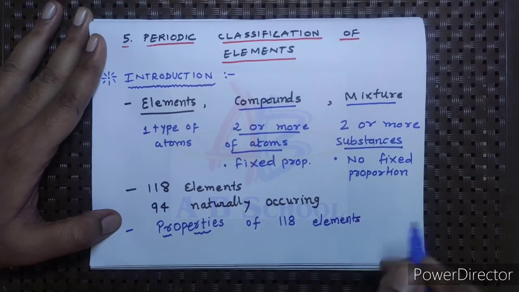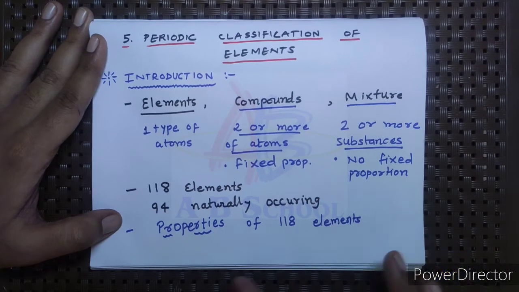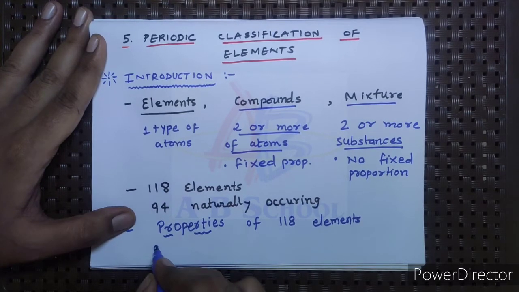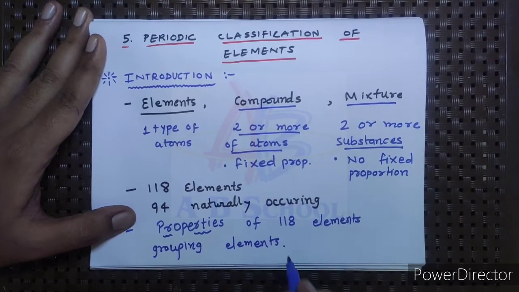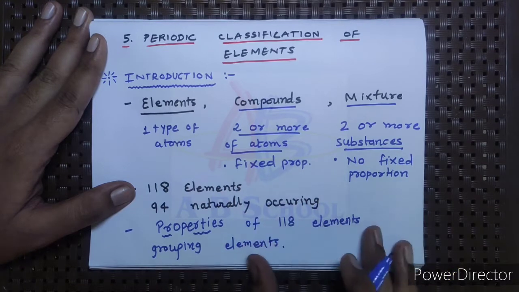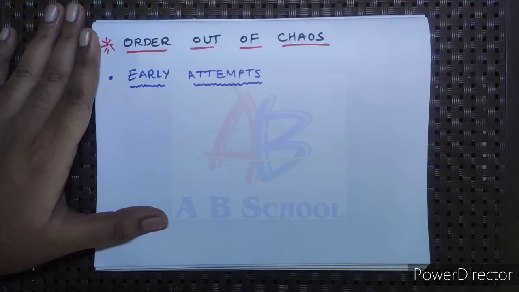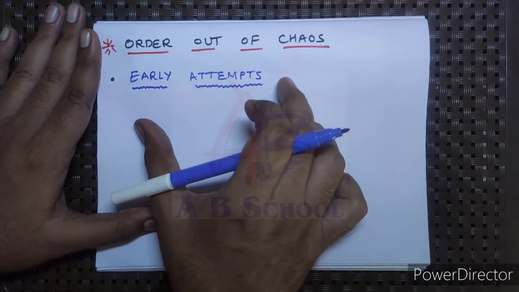So scientists tried to find out some pattern in the chemical properties of elements. And they thought of grouping the elements so that the study of chemistry could become easy. Different efforts were made by scientists to classify elements so that we could bring some order out of chaos. Making order out of chaos. Let us talk about the early attempts made by different scientists in order to classify elements.